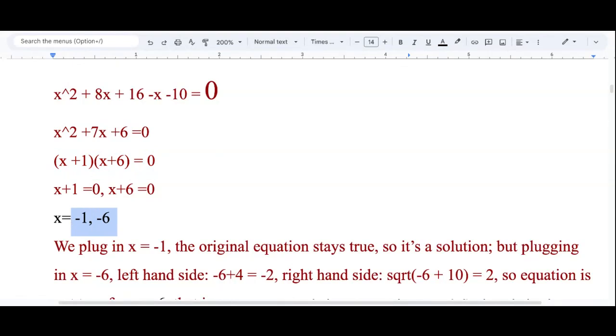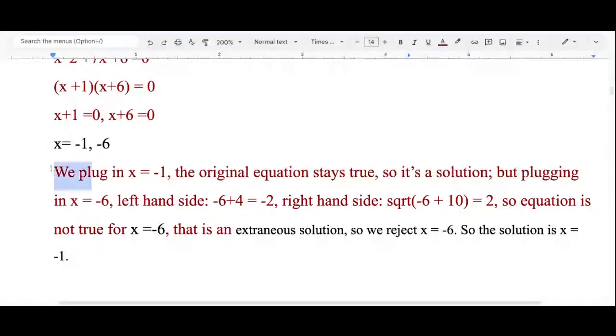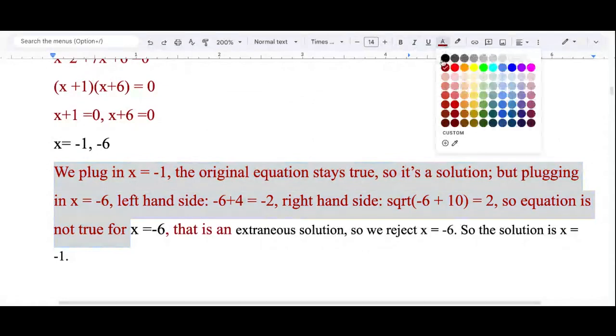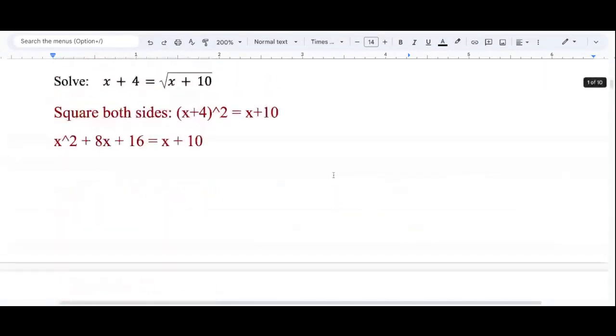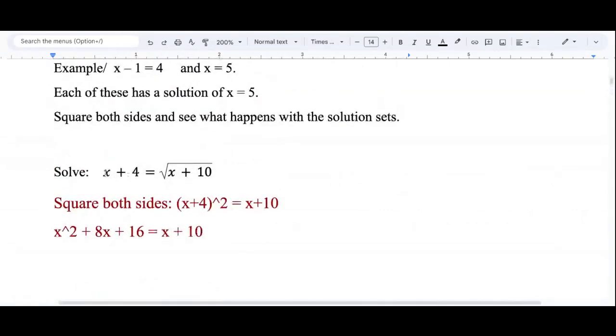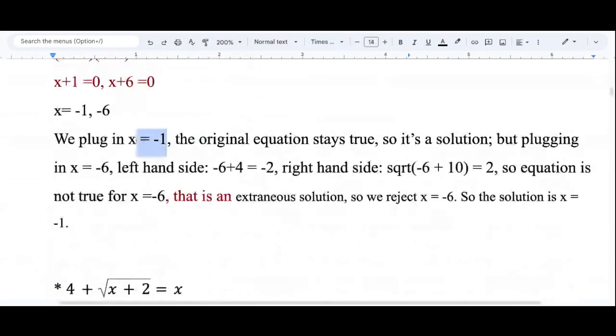So what do we do? We plug -1 and -6 back into the equation to see if it's true. So the original equation stays true, well, let's go back to check. If x is -1, on the left-hand side, we get -1 plus 4, which is a positive 3. On the right-hand side, -1 plus 10, which is 9. Square root of 9 is 3, so that's true. 3 equals 3. So -1 indeed is a true solution.